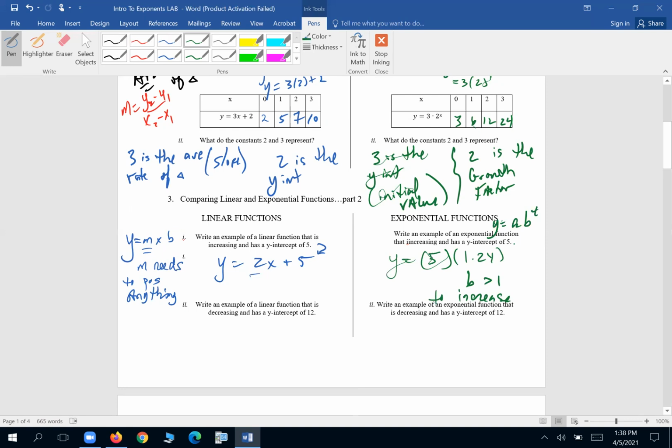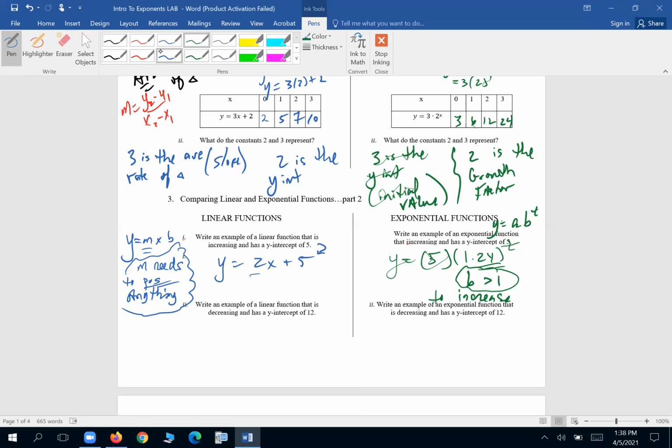I could do 4/3, which is just 1.3. It does not matter as long as b there is bigger than 1, like we stated. So notice that's the difference. To increase for a linear function, m has to be a positive anything. And to be increasing for an exponential function, b just has to be greater than 1. So there's two different things that make each function increase.